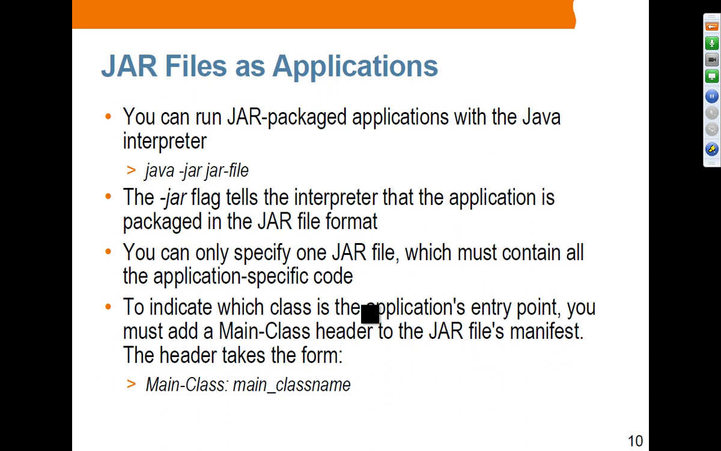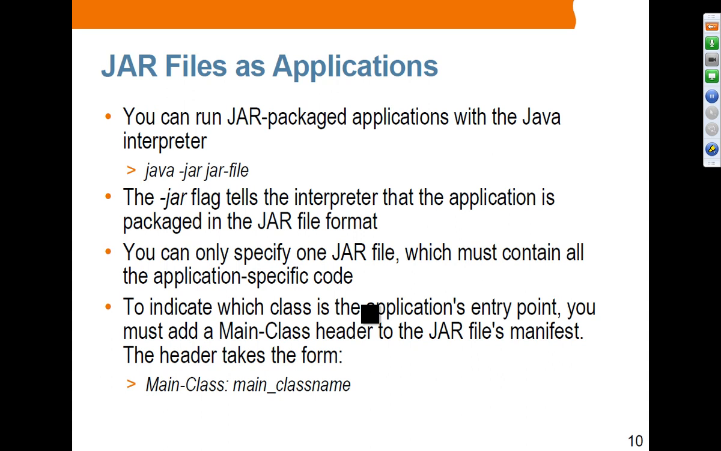Now, by containing everything in the jar file and also indicating what the main class is in the manifest file, you could actually let the user run your application by using java -jar and the jar file. This is a lot more convenient for your users running your application. Okay, so we'll see how we can do this.